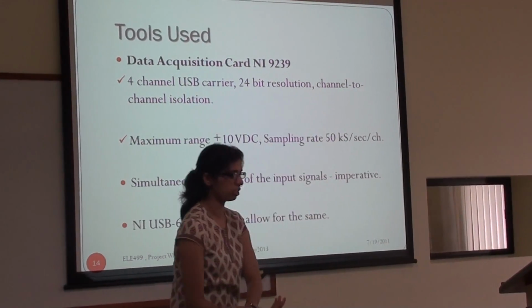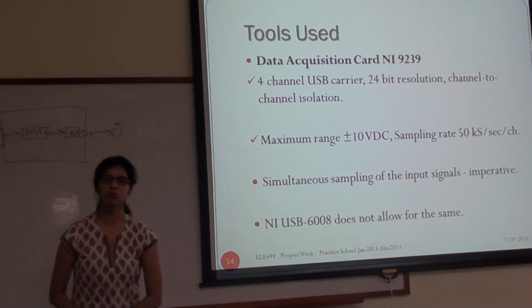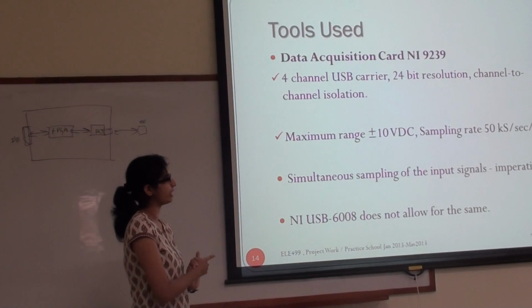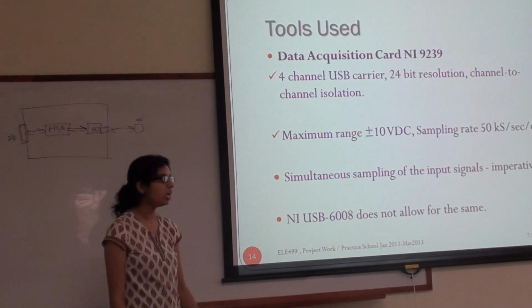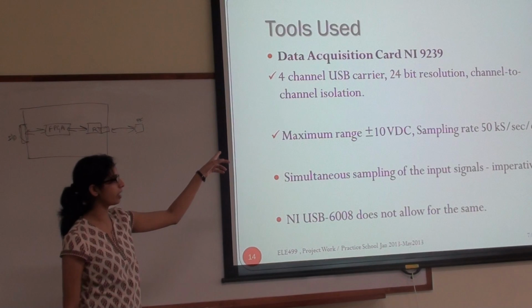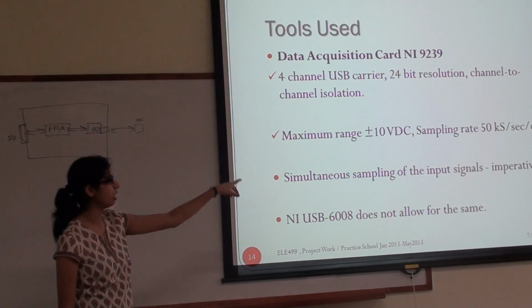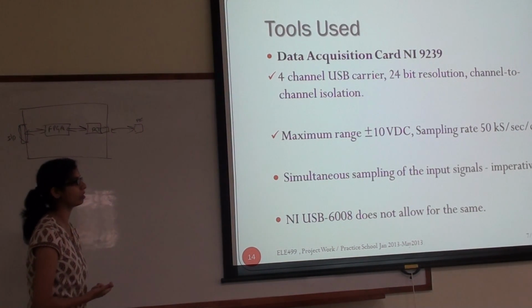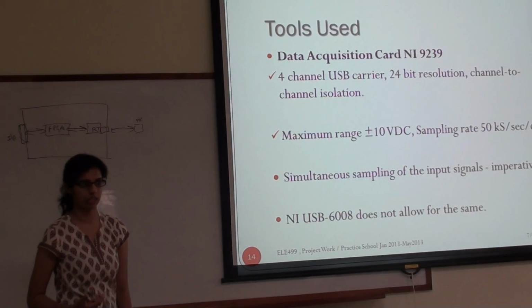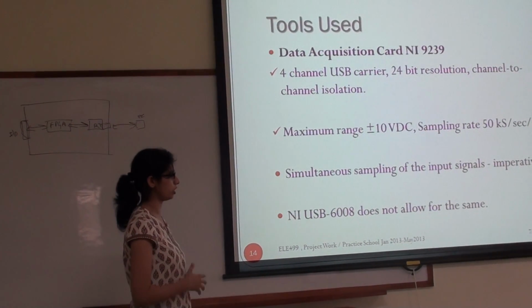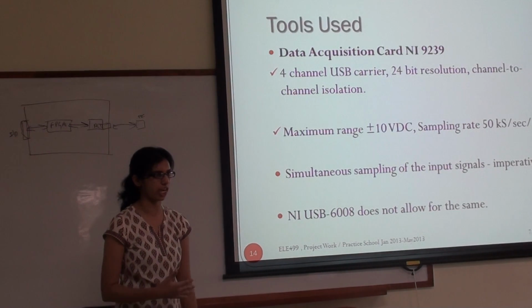And then coming on to the DAC card. The DAC card that we've used here is the National Instruments 9239 data acquisition card. It has 4 channels, USB carrier with a 24-bit resolution, and one very important thing about this card is the channel isolation facility. This can provide for channel isolation, which is very imperative for our project.